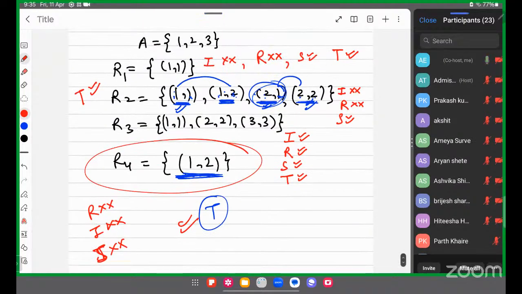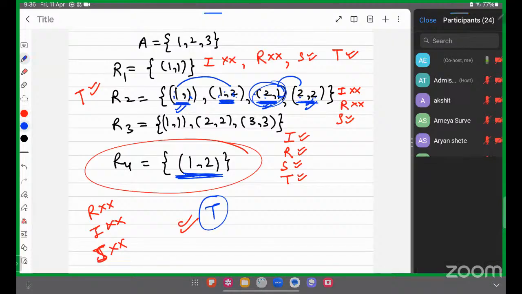Yes, what is the doubt? Sir, how is R3 symmetric and how is it transitive? Which relation are you talking about, R2, R3 or R4? R3. R3 is identity for sure. Yes. I know identity and reflexive, but I have a doubt in symmetric and transitive.